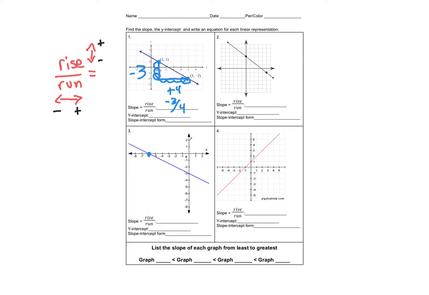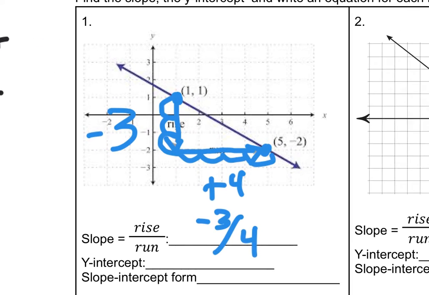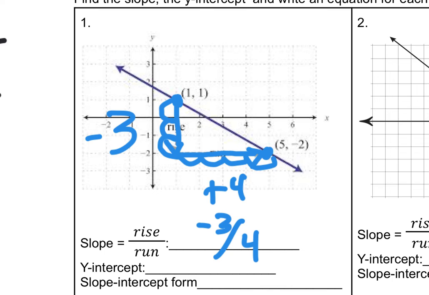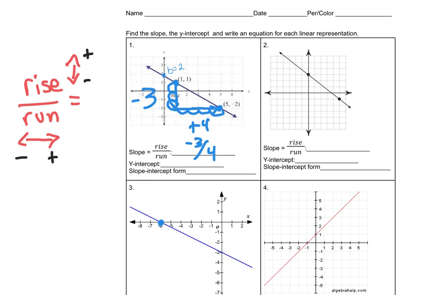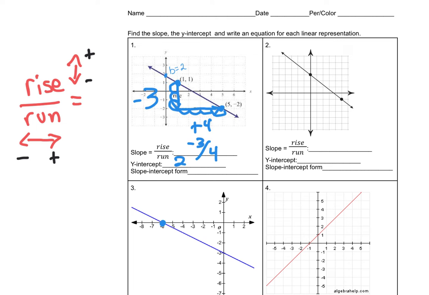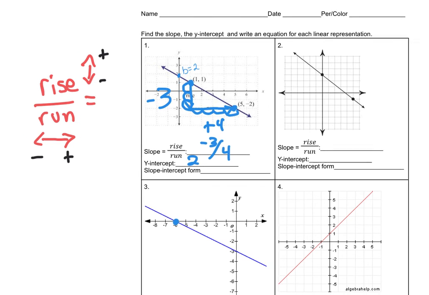Okay. The next thing we're going to identify is the y-intercept. So this is where the graph crosses the y-axis. So if we're looking here, it's not exact, but we're just going to say it's at the 2. So b equals 2. Okay, so we're going to go over here where it says y-intercept and just put the 2. Perfect.